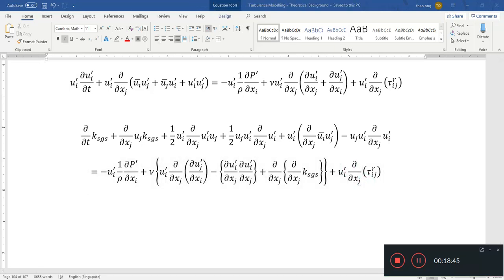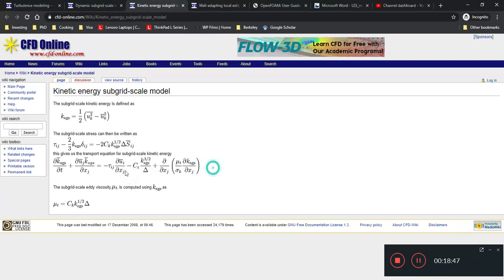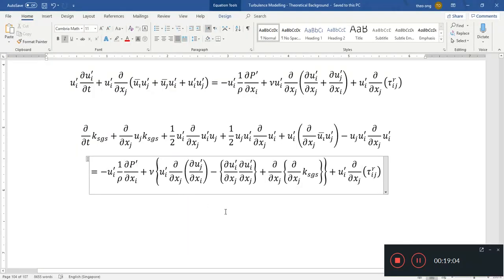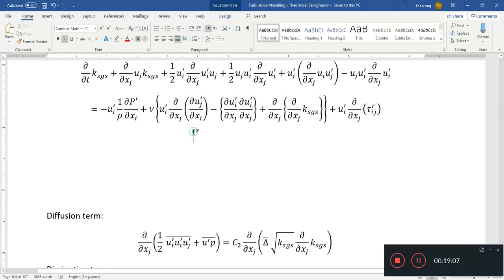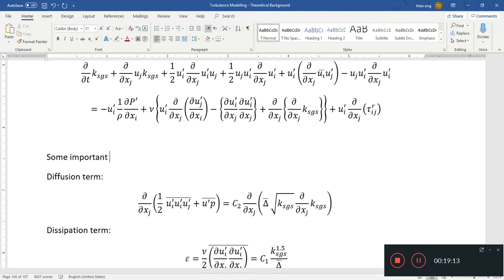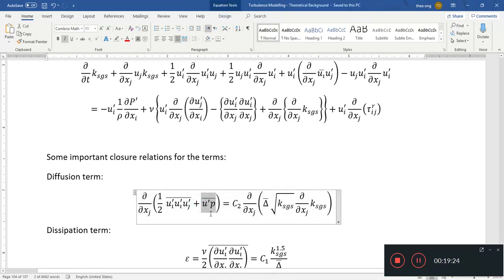That's what we have. We can take a look at this equation. We are almost there. We have this time derivative term. We have an advection term, but we have these two terms that we don't really know what they are. To find out what these two terms are, we can take a look at some of the constitutive closure relations, some important closure relations for the terms. We have the pressure term here.